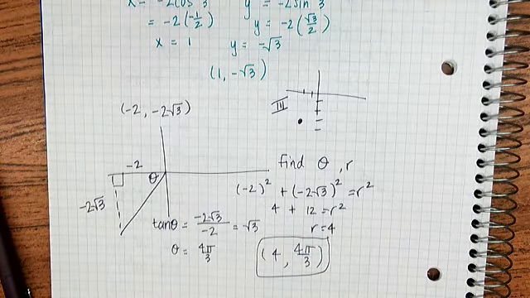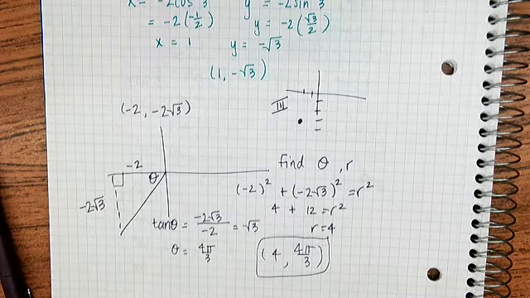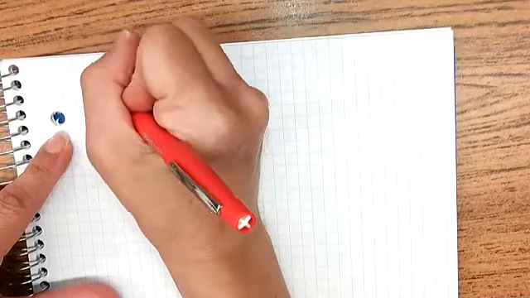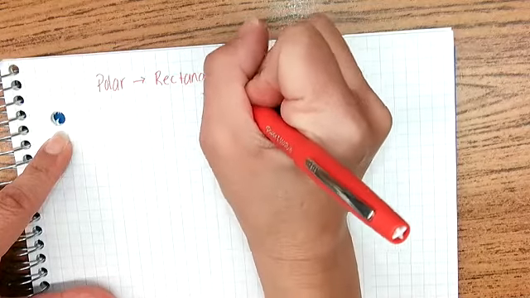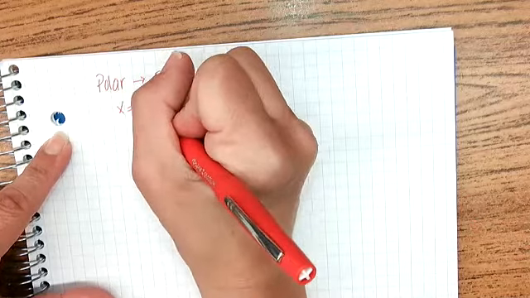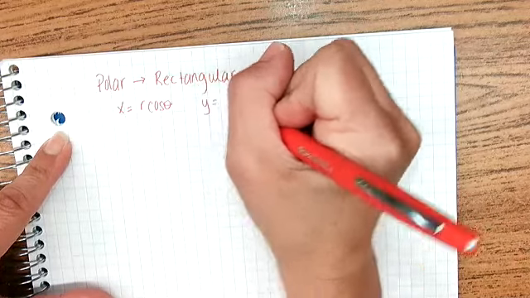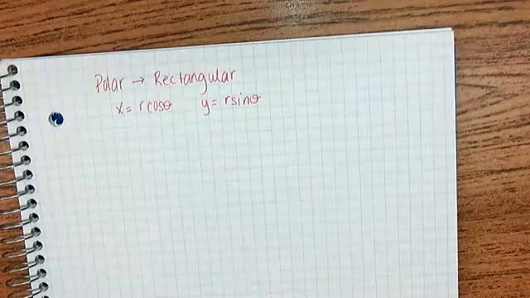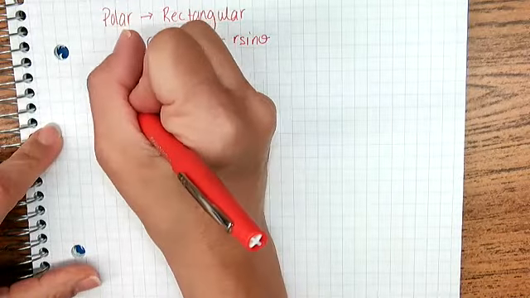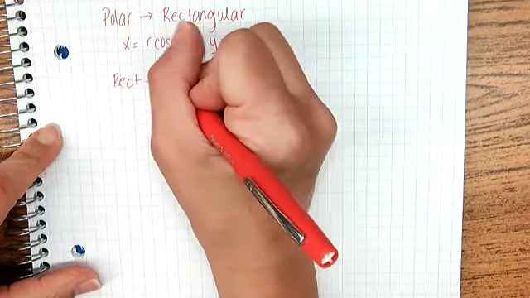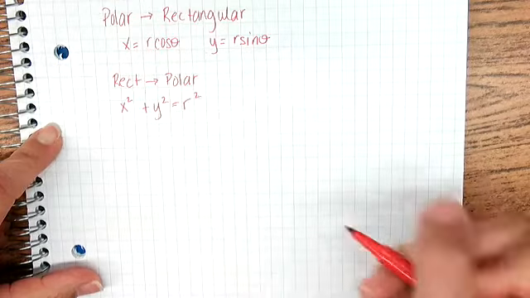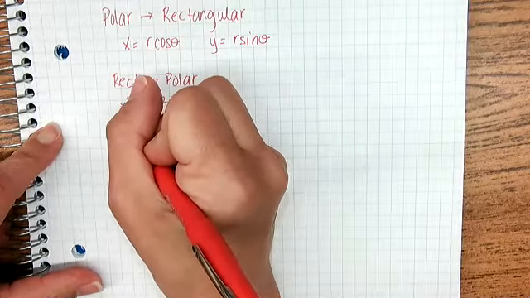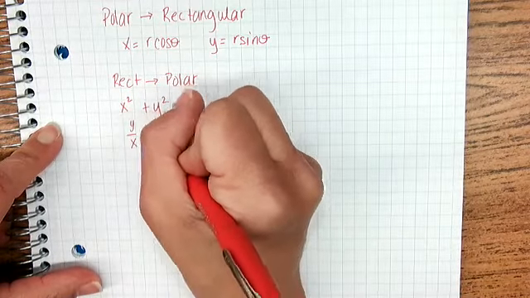Okay, so let's do a summary. You're going to go from polar to rectangular. X is r times the cosine, and y is r times the sine. And if you're going to go from rectangular to polar, you know x and y, you need to find r. You know x and y, you need to find theta.